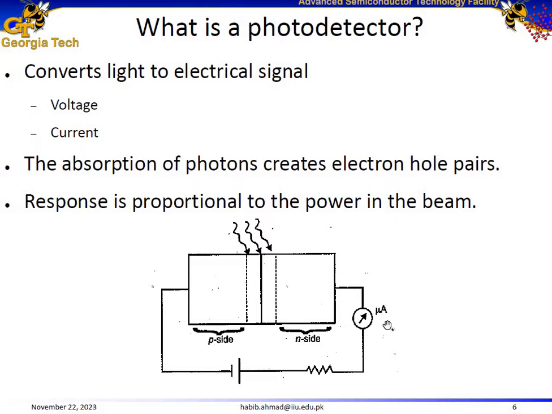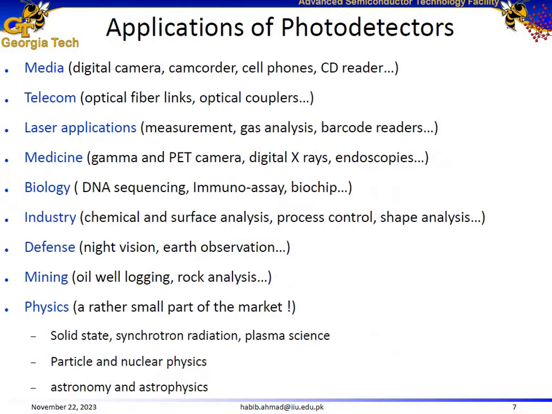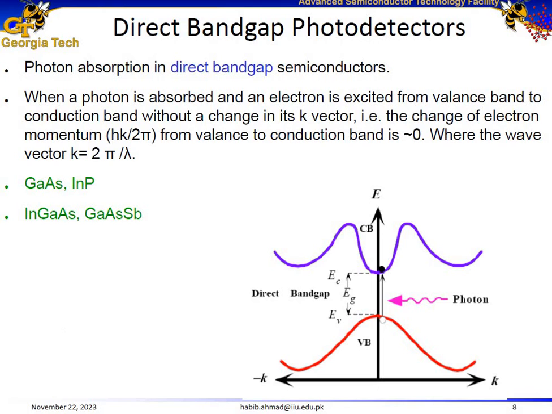This current can be measured by an ammeter, and the voltage would appear across this resistance, and this voltage can also be measured. And the response of this photodetector would be proportional to the intensity of light, or the power in the beam. The applications of photodetector range from media to telecommunication, laser applications, medicine, biology, industry, defense, mining, and there are a lot of physics-based applications as well of photodetectors.